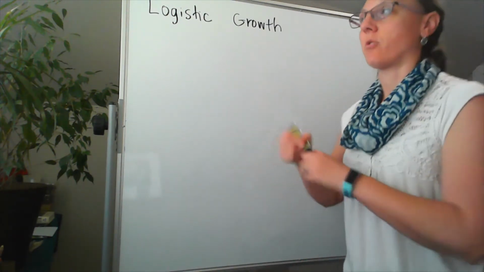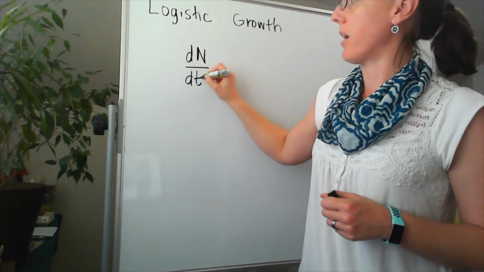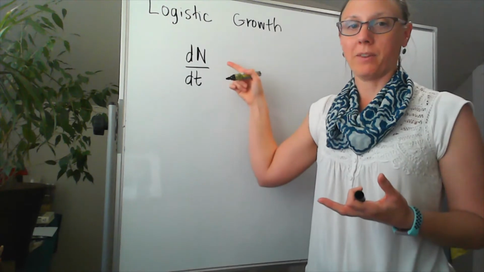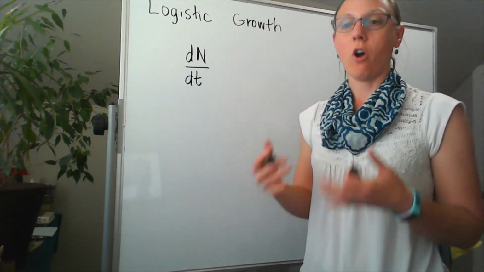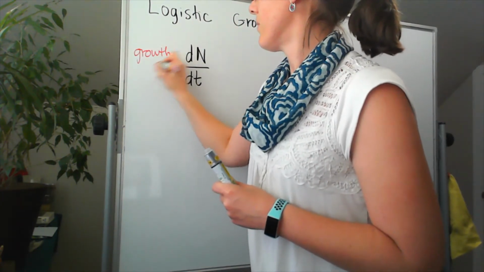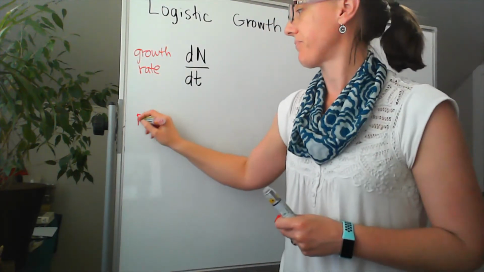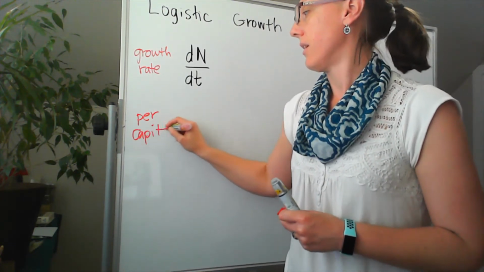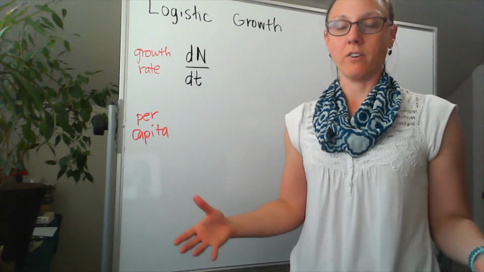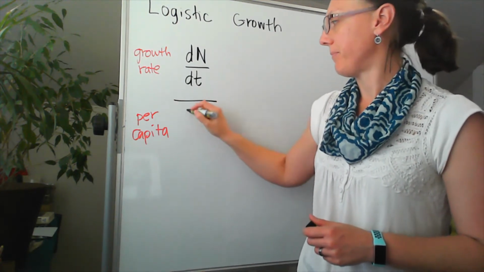Well, what defines logistic growth is that we start off with a per capita growth rate. So dN/dt, that differential equation, is telling me how my population N is changing over time. We call that the growth rate. And when we add in that phrase per capita, what that means is that we're looking at the growth rate relative to the overall size of the population, or I'm looking at that growth rate divided by N.